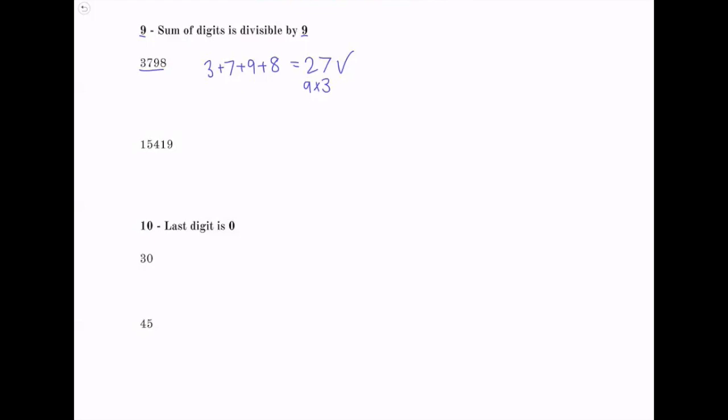Or the second way, you can just keep going, you can add them up again. So you can do 2 plus 7, 9. And 9 is, of course, divisible by 9. So either way, you get that 3798 is divisible by 9. And the other problem that we're going to do with 9 is 15419. You just add them up, 1 plus 5 plus 4 plus 1 plus 9. So 1 plus 5 plus 4 is 10, plus 1 plus 9 is 10. That's 20. And 20 is not divisible by 9, of course.